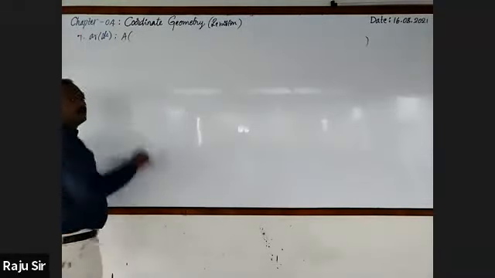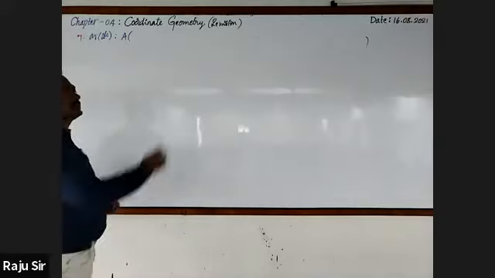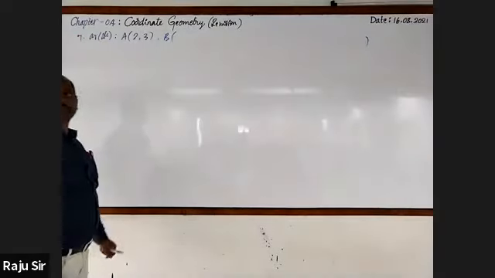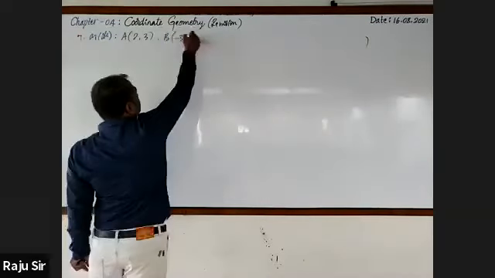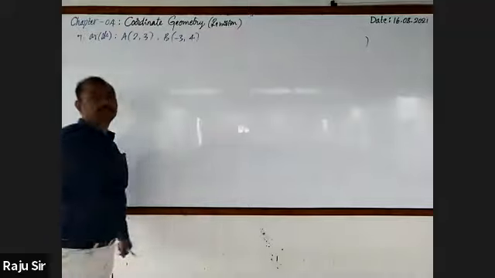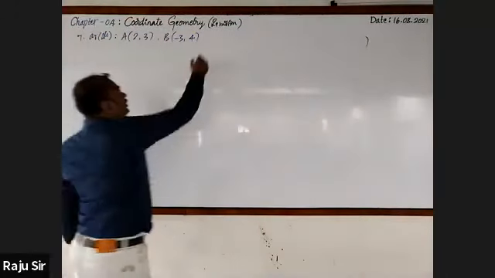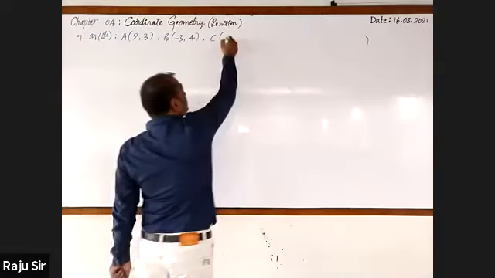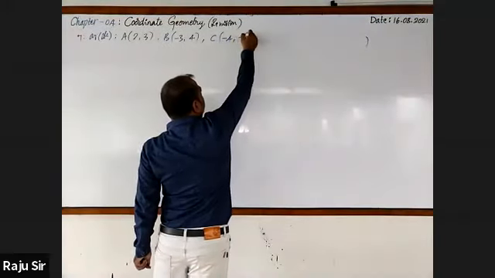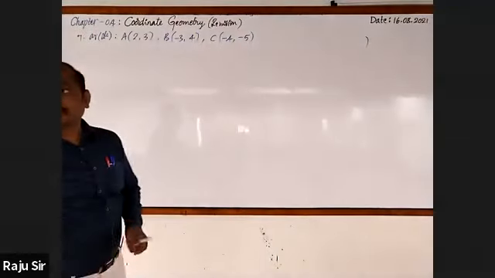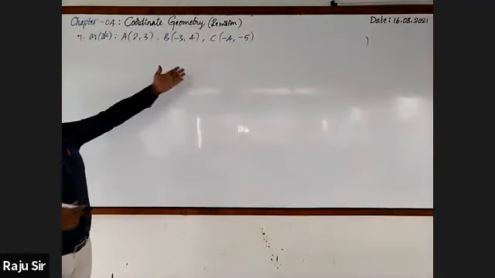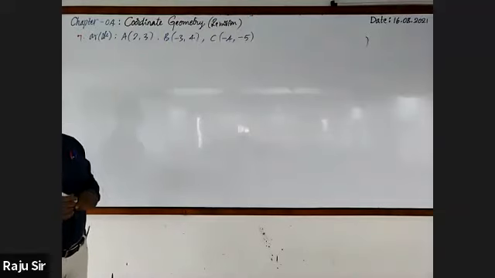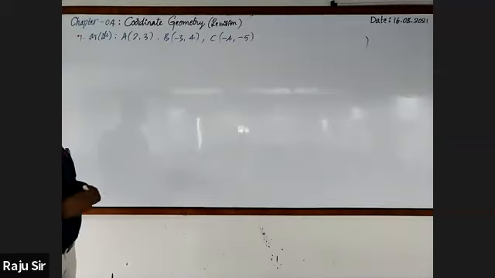The coordinates of vertex A, I take as (2, 4) in the first quadrant. Vertex B is (minus 3, 4) in the second. Next, vertex C is (minus 2, minus 4) in the third. See that these 3 points are in the first, second, and third quadrants, and a triangle is formed. So you have to find the area of this triangle.